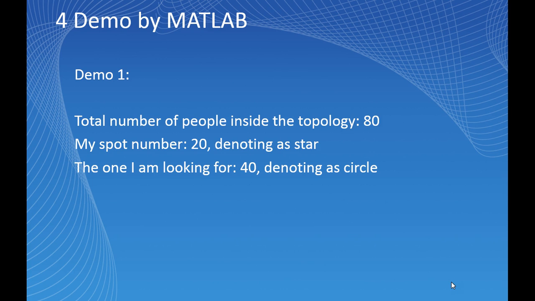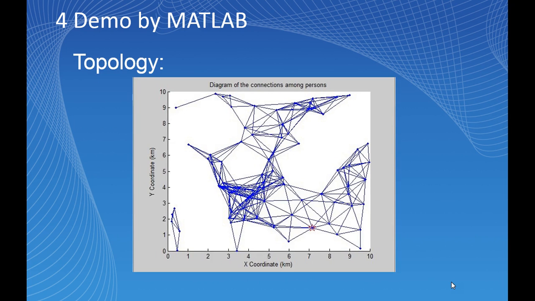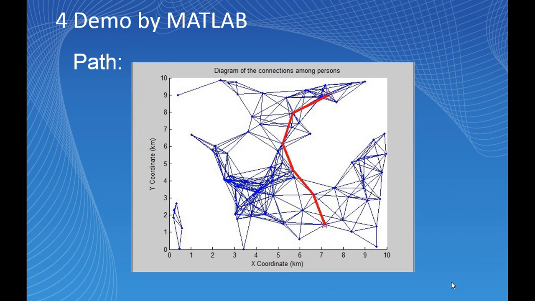For the first one I use, the demo one, the total number of people inside the topology is 80, and my spot number is 20, and I denote it as a star. And the one I'm looking for, I mean Obama, is number 40, it's a circle. So what I do is I run the main program, the function, and I get the topology. It has 80 nodes and links between each other, but I didn't indicate the links because it would be very complex, not very clear for us to review. So I just come up with this, and you see in the right downside there's a star, it's my spot number, and then I will get the path here.